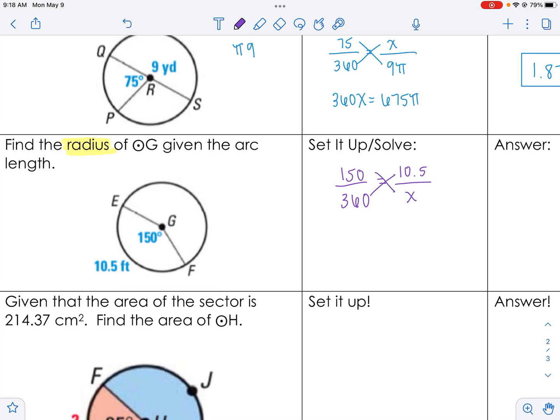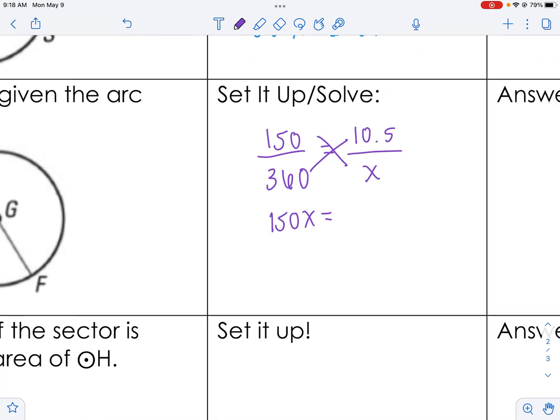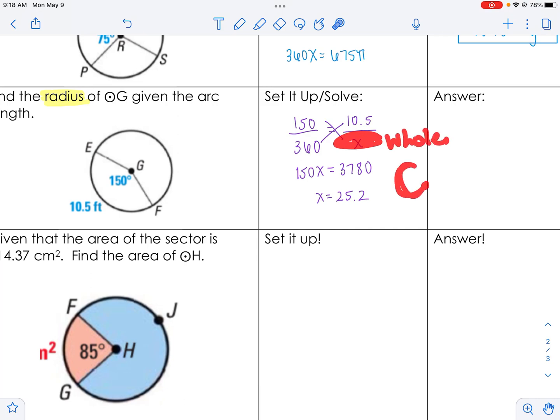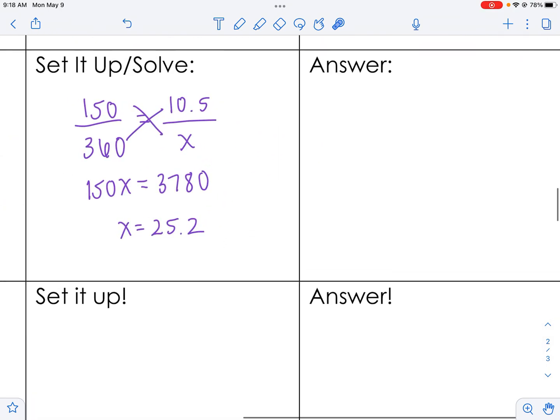Now I'm going to go ahead and cross multiply. So I get 150x equals, so 360 times 10.5 is 3,780. And I'm going to divide both sides by 150, so I know that x is 25.2. Okay, now that's not the radius. That's what goes there. That's the whole. So part over whole equals part over whole. That's the circumference. But I can find the radius when given the circumference. We did this the other day.